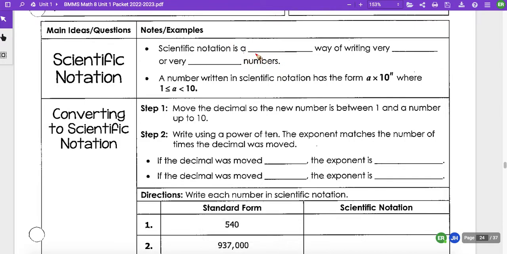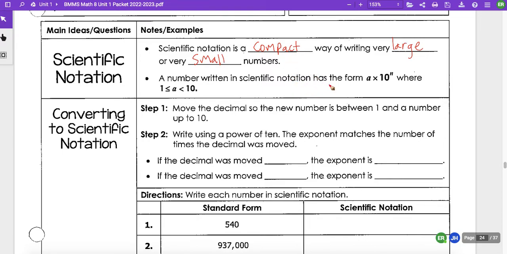So scientific notation is a compact way of writing very large or very small numbers. So this is a review of something that we covered in 7th grade.